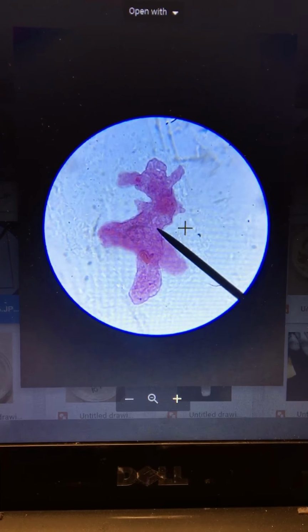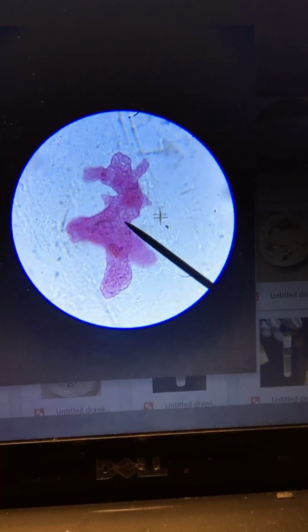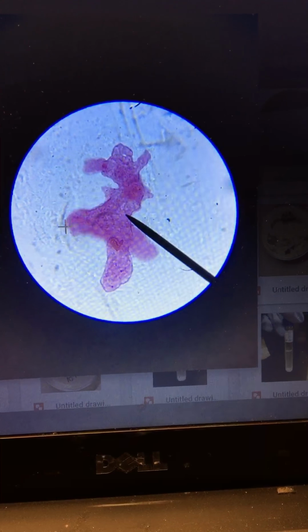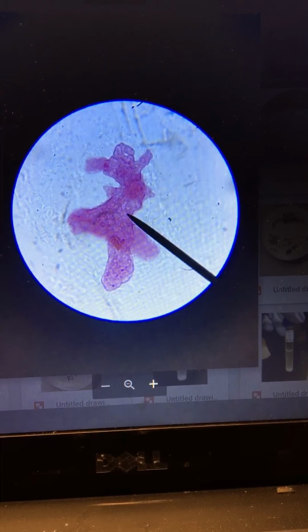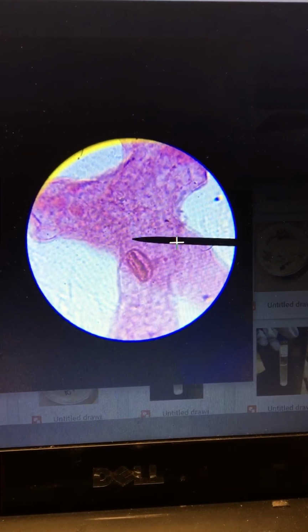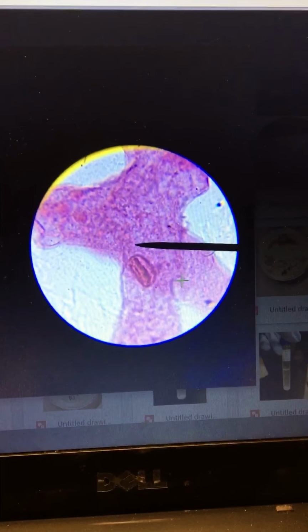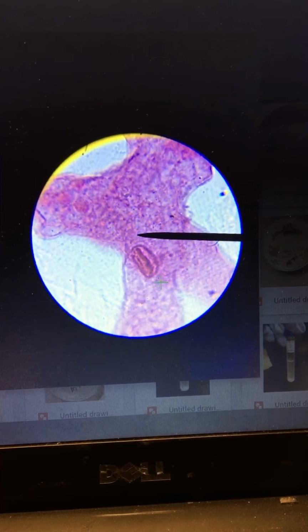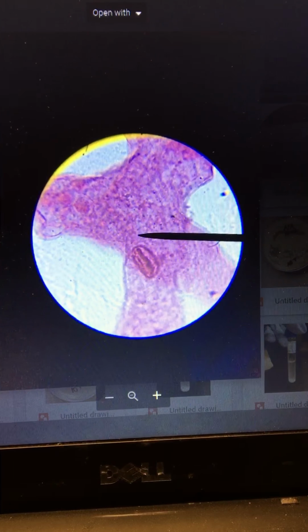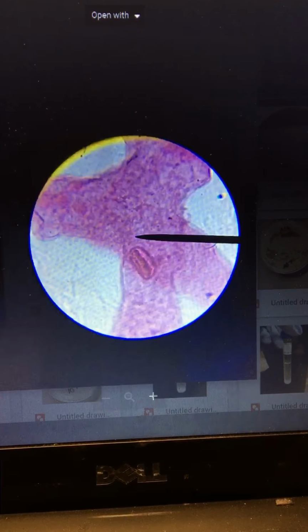And this is high power. I chose this one to include in my lab report because you can see the entire cell and its structure, which is important. Although you could use this one, which is the oil immersion, and it gives more specificity in the internal structure of it, but if you want to see the entire thing, you would go with high power.